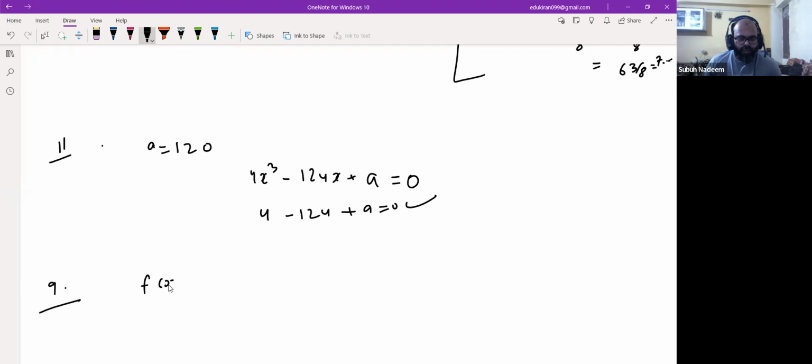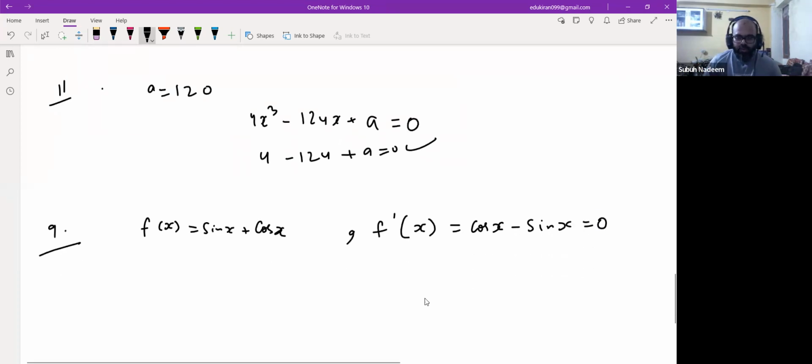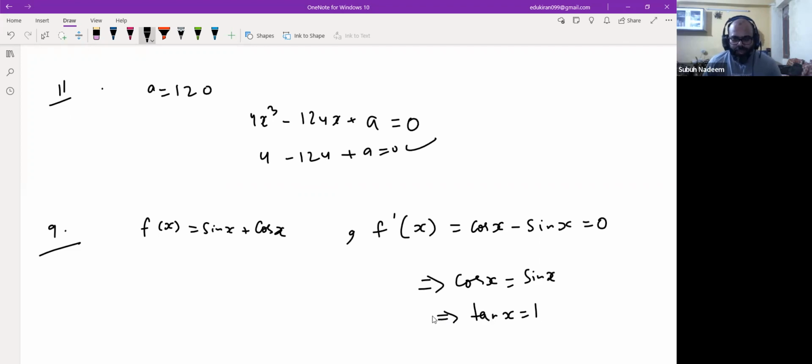So f(x) is equal to sin x plus cos x. This is the function. So for maximum or minimum, we need to differentiate it. It will become cos x minus sin x on differentiation, and equate it to 0. So when you equate it to 0, you will get cos x is equal to sin x. So it will be tan x is equal to 1. Now sin x by cos x is tan x, no? Getting it?